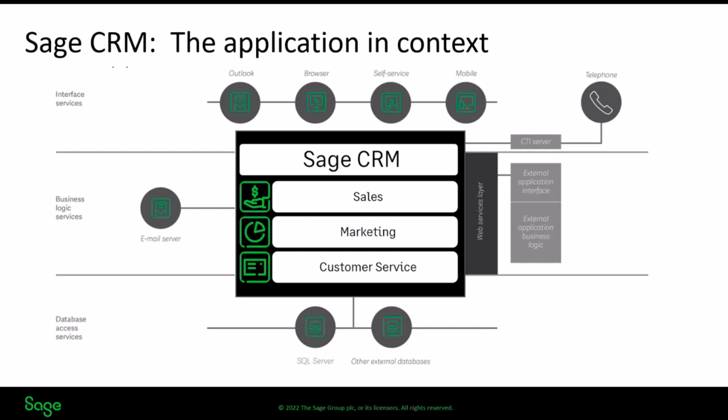So it is an integrated tool, but it has at its heart modules that ensure that it has good standard behavior within sales, marketing, customer service. And it's working with different interfaces, whether you prefer to work in the context of say, a browser. It's a browser-based product, so you'll be working with a browser.